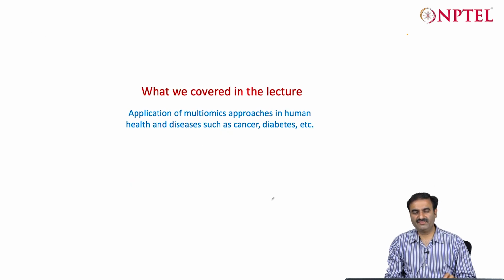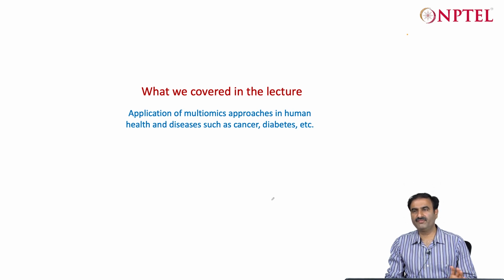So in this lecture we talked about the different types of multiomics approaches that can be used to understand diseases, how they can help you differentiate between health and disease, and also in terms of markers, and how the multiomics approach can be used here, such as in the cases of cancer and diabetes, with examples. So this is good for this lecture.